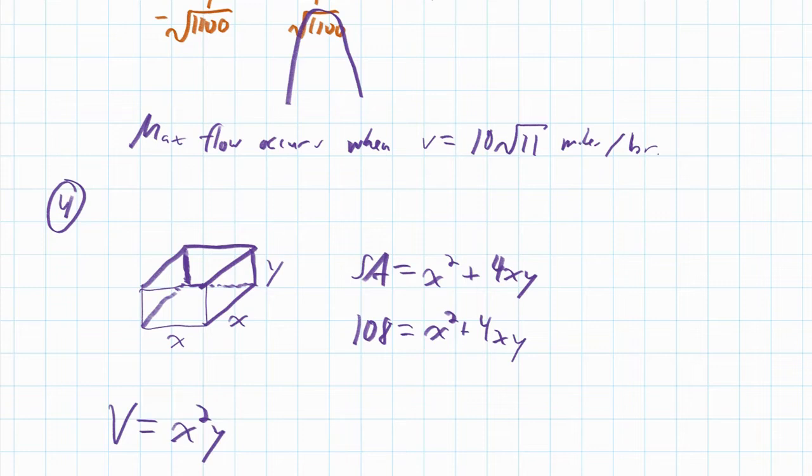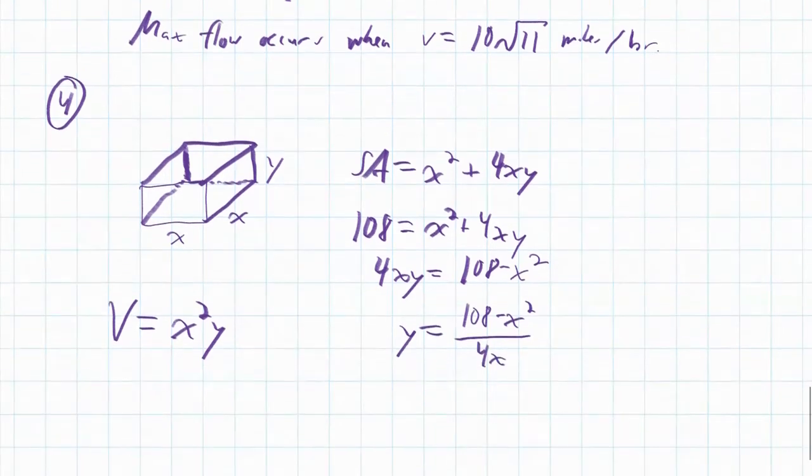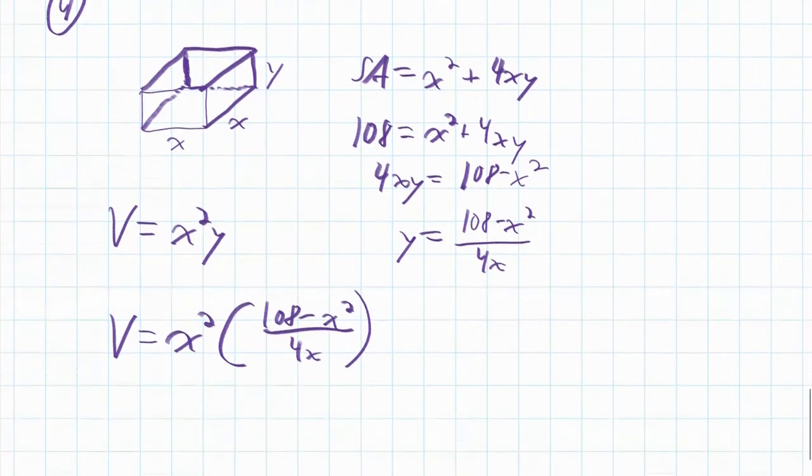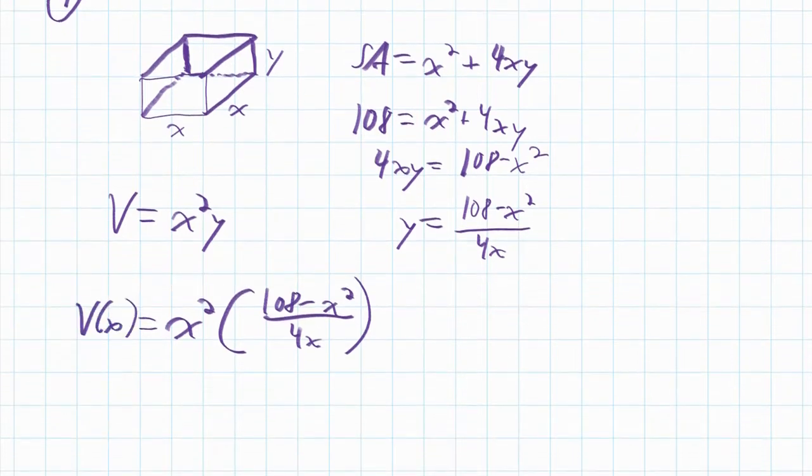And because there are two x's in this expression here, we want to try to move that around to be in terms of y. So let's move it as 4xy is equal to 108 minus x squared, and y is equal to 108 minus x squared over 4x, which means that my volume function is equal to x squared times that 108 minus x squared over 4x. So the volume is entirely in terms of x. In fact, if you want to write it as V of x, that might be a little better.